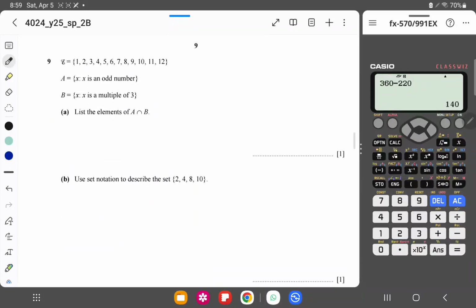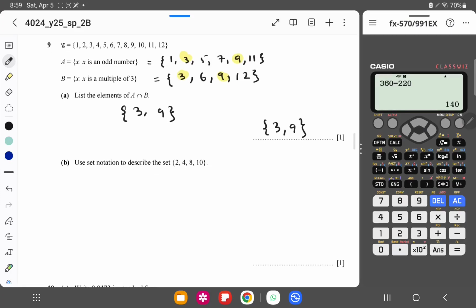Okay, question number 9. In question number 9, 1, 2, 3, 4, 5, 6, 7, 8, 9, 10, 11, 12 is the universal set. A is the odd numbers, which means 1, 3, 5, 7, 9 and 11. B is the multiples of 3, which means 3, 6, 9 and 12 we can take. So A intersection B means 3 and 9 are the common numbers. So that is 3 and 9. Okay.